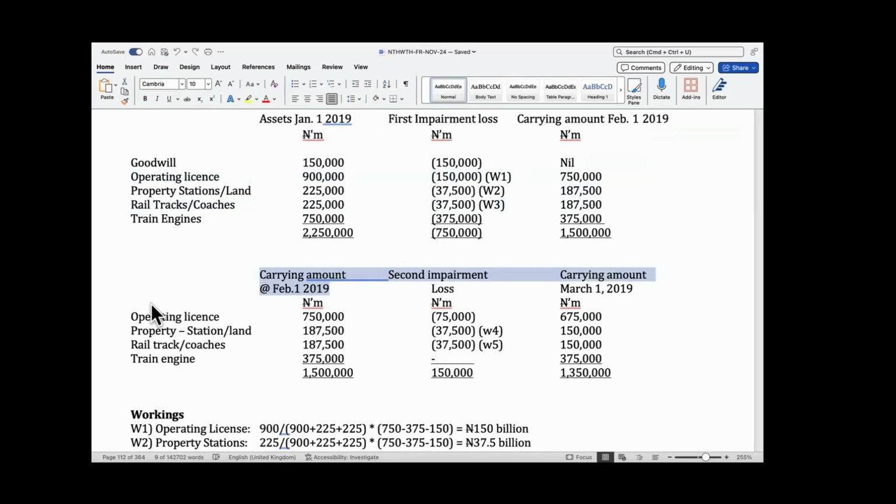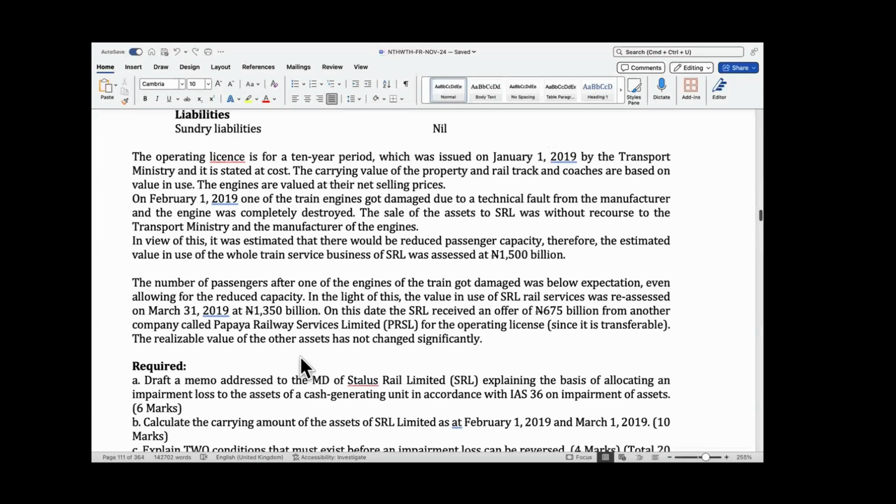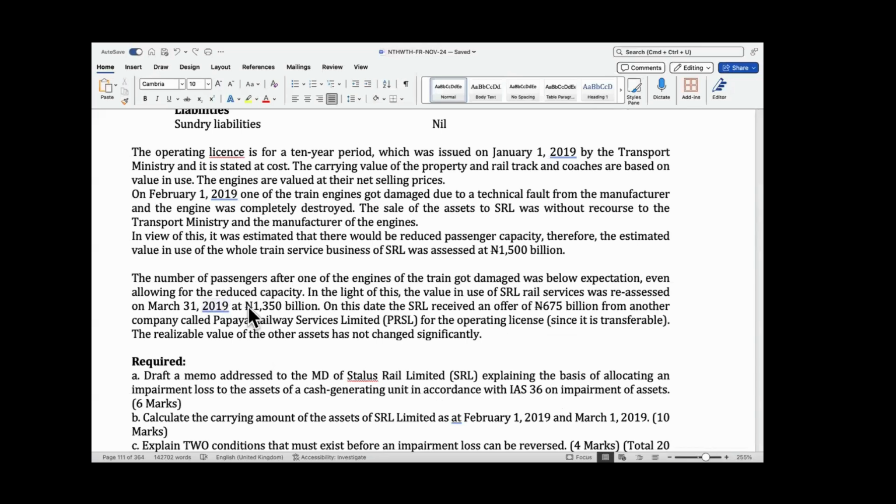So goodwill is no more. So it's remaining operating license, which is now 750. The property, which is now 187. The road track, which is now 187. And the train engine, which is now 375. So let's allocate the impairment loss. Because if you look at the question, what happened in March? In March, the value in use is now 1,350. Remember, it used to be 1.5. So that means it has lost a further value of 150.